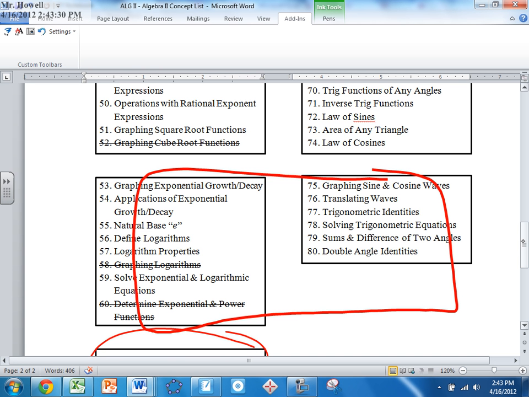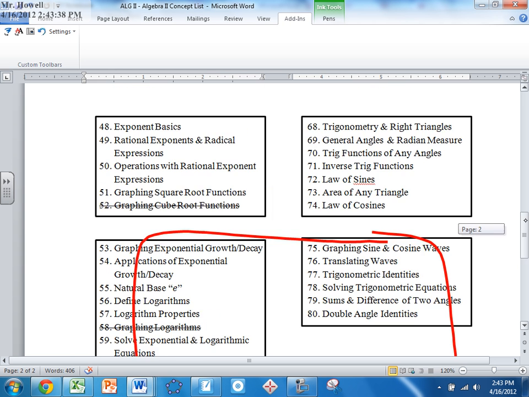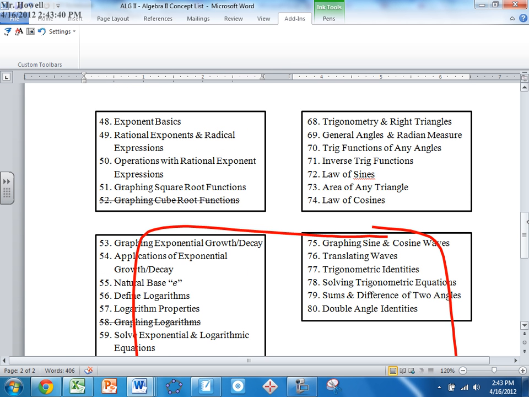And notice I've crossed off graphing logarithms and determining the functions here. Those are two topics that we're not going to cover. After that, we're going to go back on track up to concept 68 and see how much we can get done after that. Okay, so just to give you an outline.